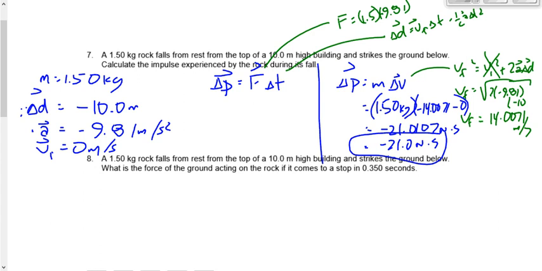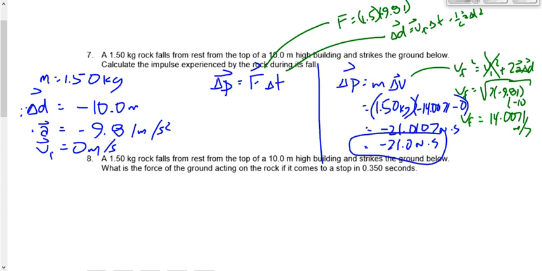If this rock had been rising into the air and slowing down because it's rising, that would have been a negative impulse as well, because it would have been slowing down in the upward direction. Okay, does that make sense? Okay, good.